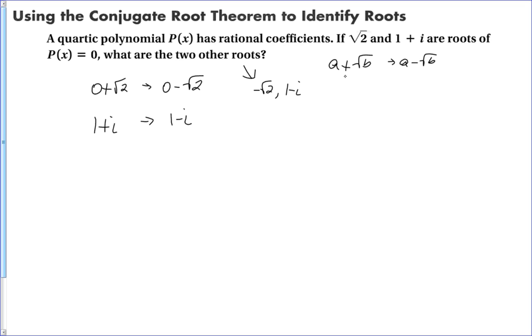Like the conjugate root theorem says, if a plus the square root of b or a plus bi is a root, then all you simply do is change the sign between them. That's all you do, just change the sign between your terms. From here to here, positive went to negative, same thing here, positive went to negative. If this had been a negative, it'd be a positive over here. All you do is flip the signs between them. That's it, and that's your other roots.